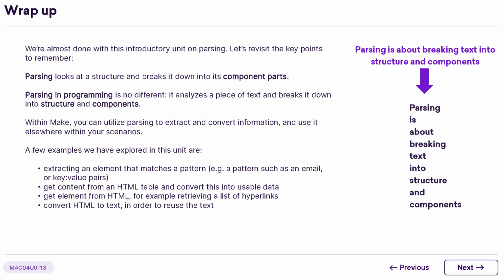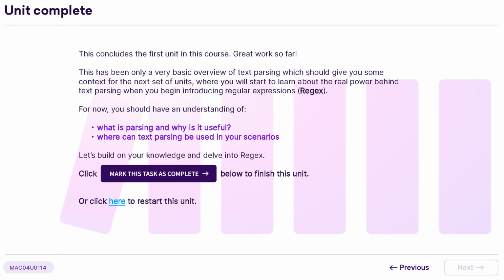With Make, parsing becomes a powerful tool. You can extract data types that follow specific patterns, like an email address or key value pairs. You're also able to pull content from HTML tables, transforming it into data you can easily work with. Moreover, parsing allows you to retrieve specific HTML elements, such as lists of hyperlinks, and to convert HTML into plain text for further use. By understanding these parsing techniques, you unlock a variety of possibilities to leverage structured data effectively within your workflows. Congratulations on completing the first unit of this course.